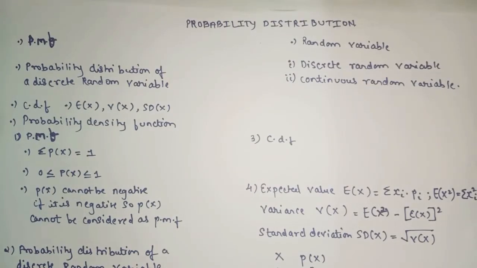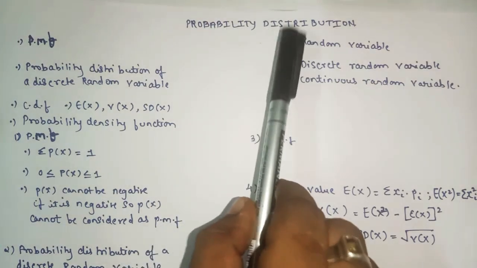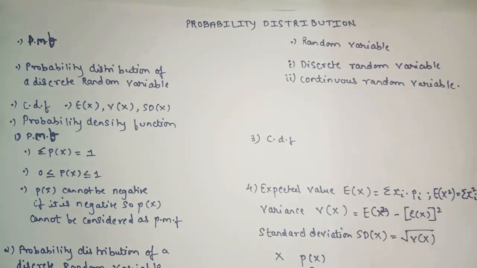Hello students. So now in this lecture we're gonna start with a fresh and new topic, which is known as probability distribution. This topic is there for science as well as for commerce. For science it is chapter number 7 from Maths 2, and for commerce it is chapter number 8 from Maths 2. And weightage wise it is of 5 to 6 marks, I can say.